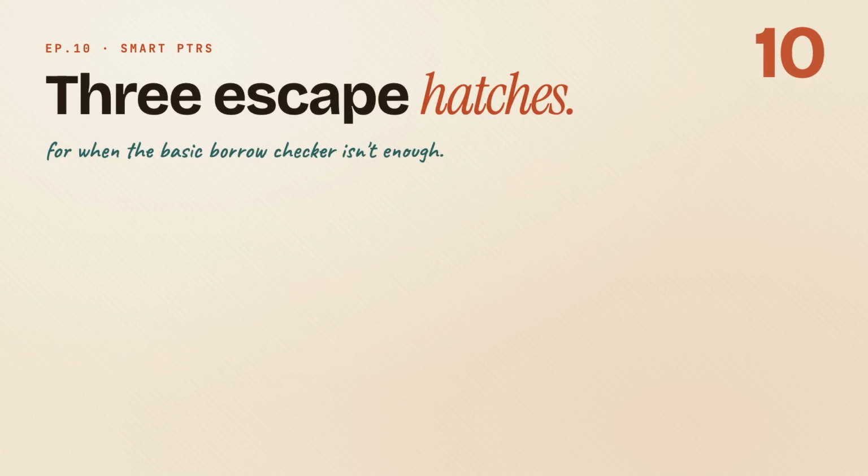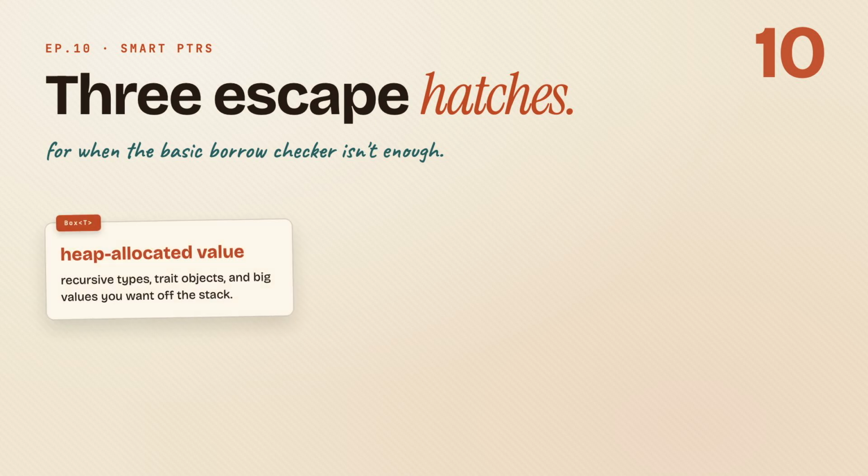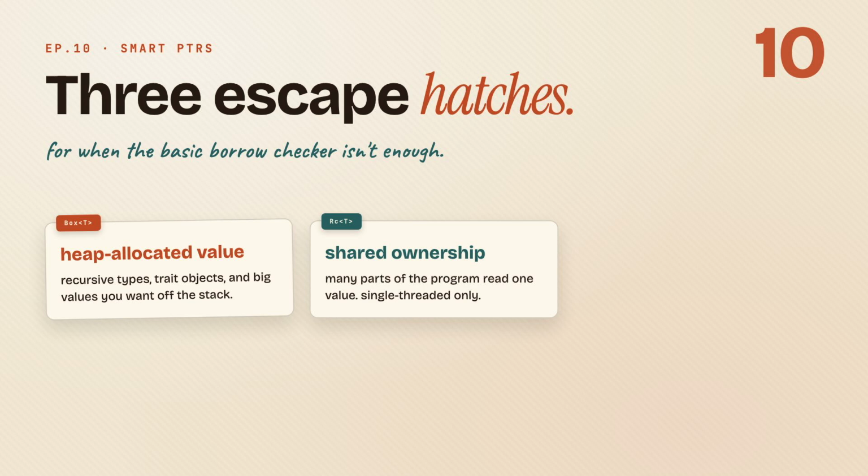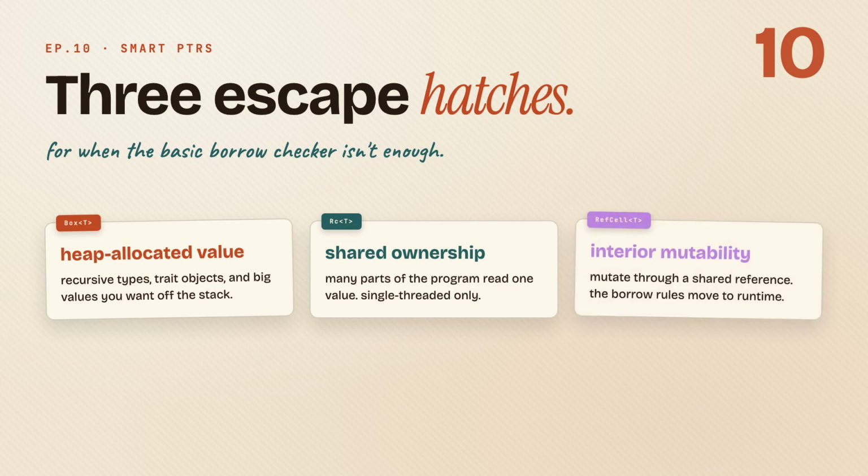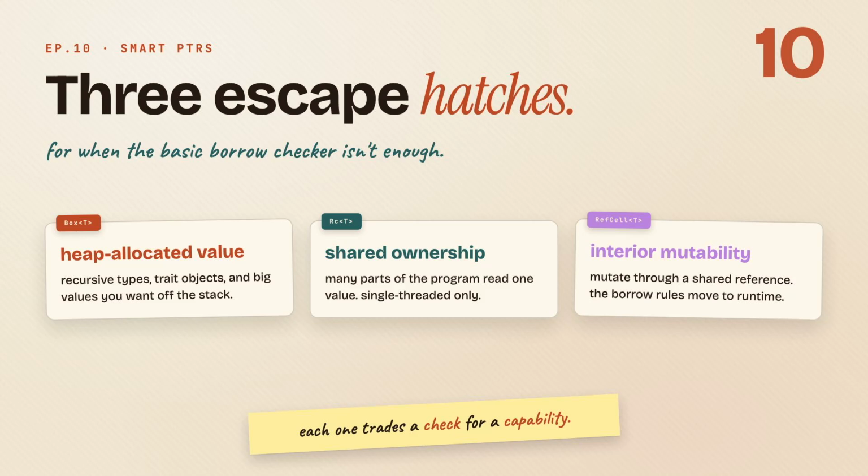Most of the time, the borrow checker is just enough, but sometimes you need a little more. Rc lets many parts of your program own the same value at once. And RefCell lets you change a value through a shared reference, which is checked at runtime. Each one trades a compile-time check for a capability that we might need in our program.